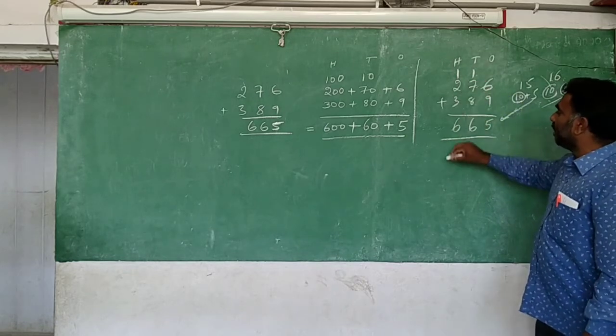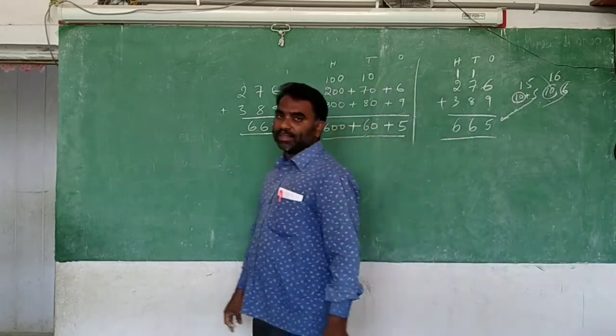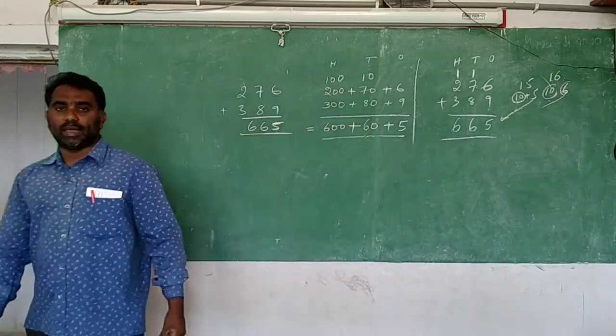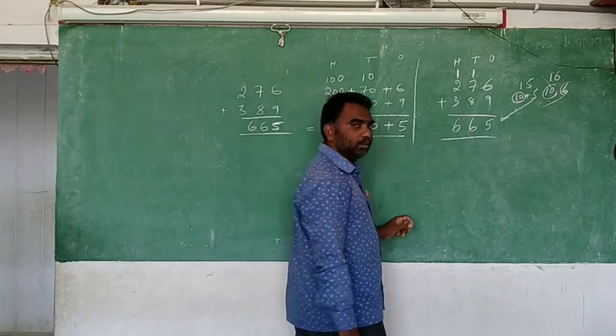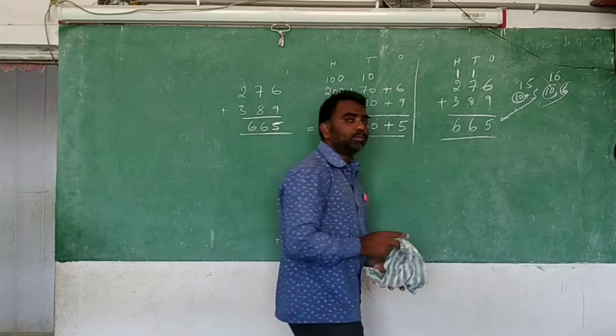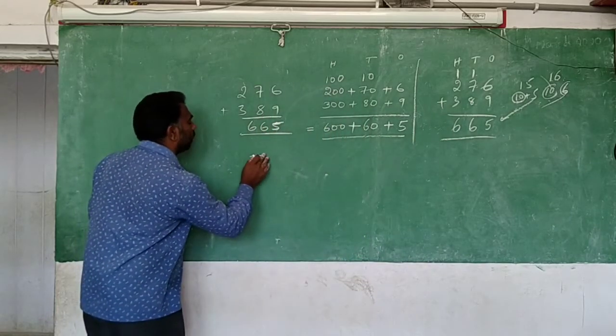3 plus 3, 6. Okay, this method you have already learned in previous classes. Even though, once again I am explaining, you are perfect in the additions and subtractions of 3-digit numbers. Even though, 1 or 2 examples from my side. Okay, now one more example.